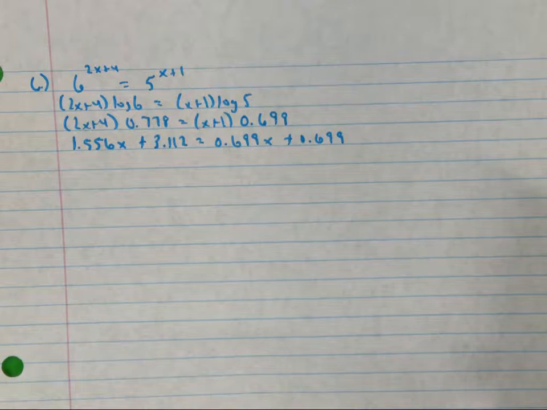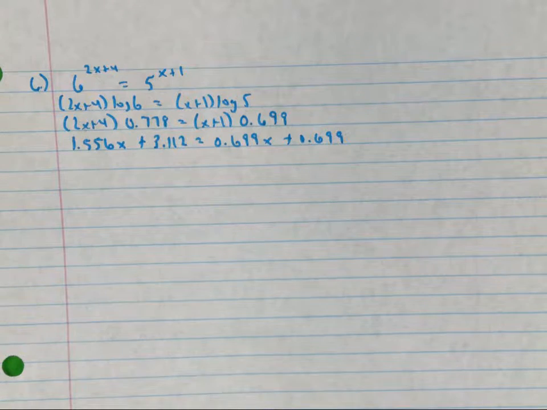Once you do that, you just solve it like a normal equation. You can do it all in your calculator. I'm going to move this over here. That's going to be a minus 0.699.